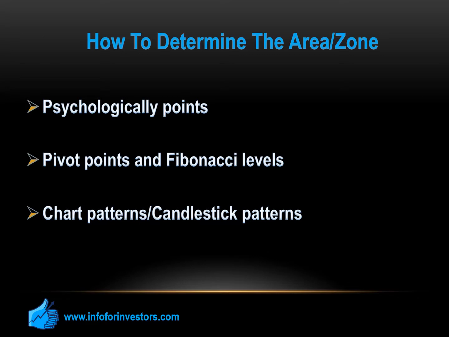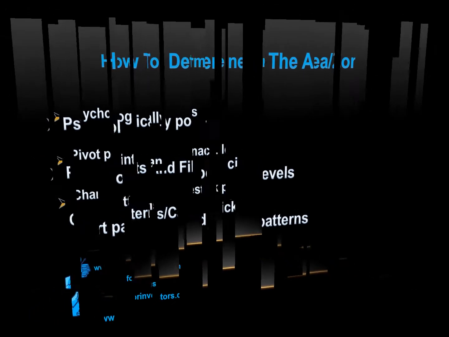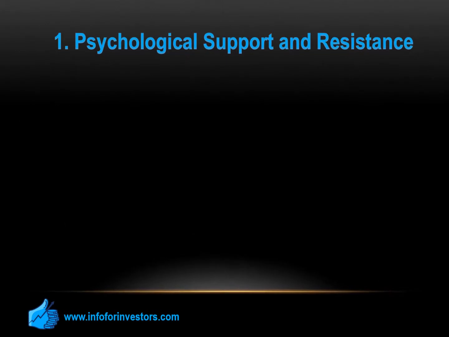Number 1. Psychological support and resistance. Traders sometimes use price levels that end up as round numbers as their exit targets. These round figures then form support and resistance areas when there are enough of those targets to form great offer demands around those numbers. This is why these areas are referred to as psychological support and resistance areas.